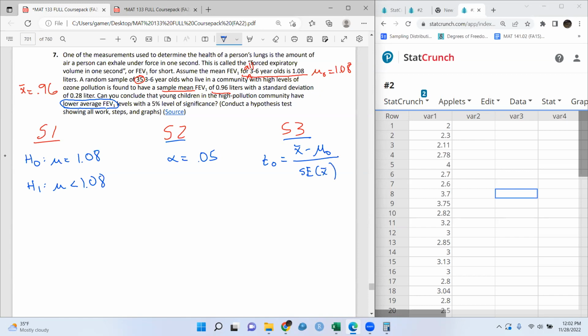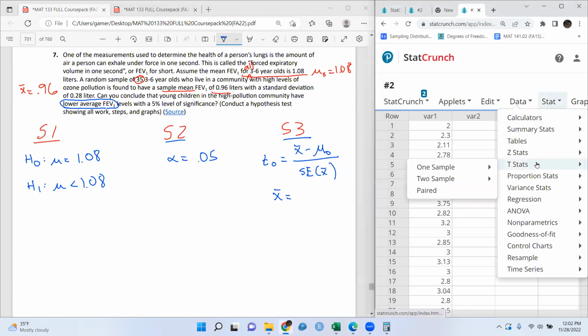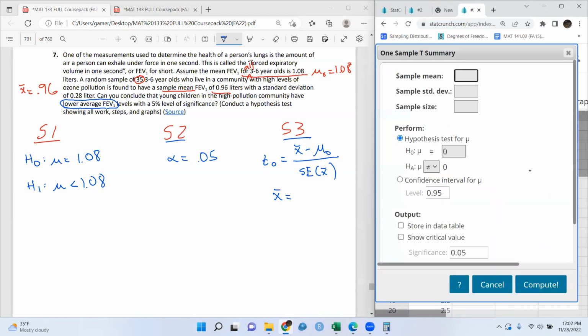So should I run the calculation in StatCrunch? Has everyone got the stuff? Okay, let's run it. So Stat, T Stats, One Sample. This time it's with summary because we have it. I've got my X bar is 0.96 from the problem, and sample standard deviation, that stands for S, of 0.28. Then we need the sample mean, the sample standard deviation, and the sample size. Here it is, n equals 35.